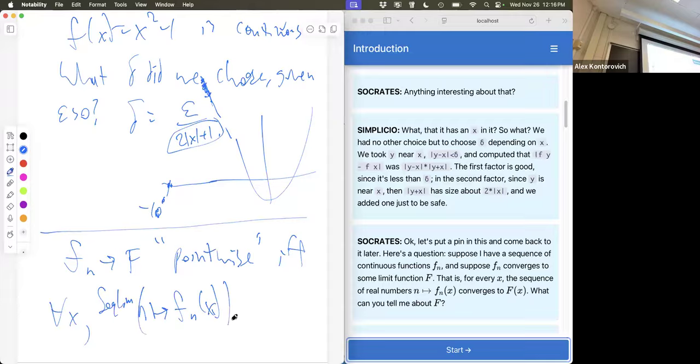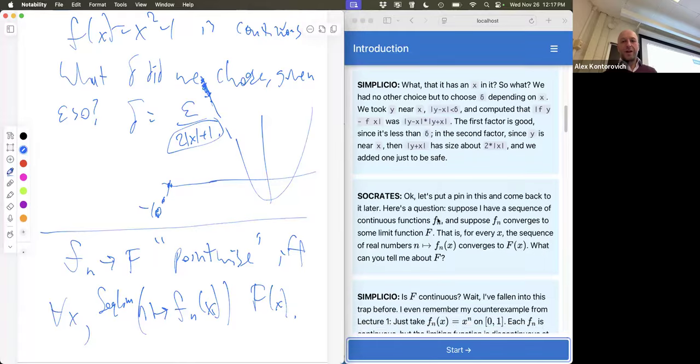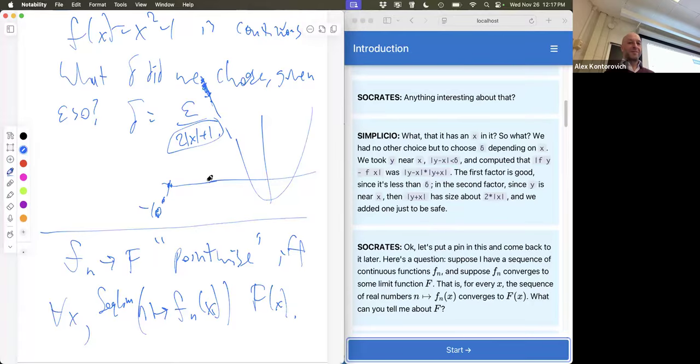This sequence of functions converges to f of x. So for every single point, the fact that you have a sequence of functions means now you have a sequence of points when you evaluate those functions at x. And there's also a limiting value, f of x. And does this sequence of points converge to this point for every x? Okay, that's pointwise convergence. Fine. What can you tell me about f?